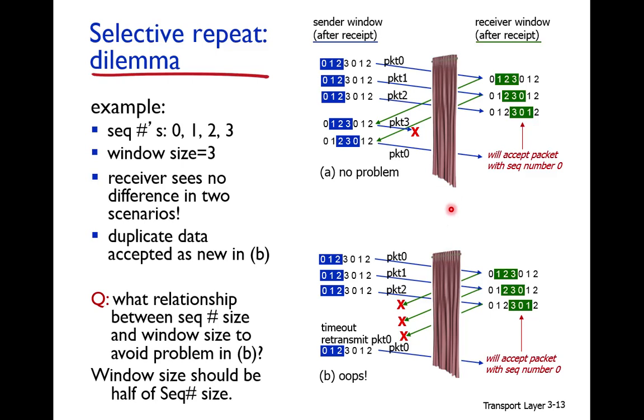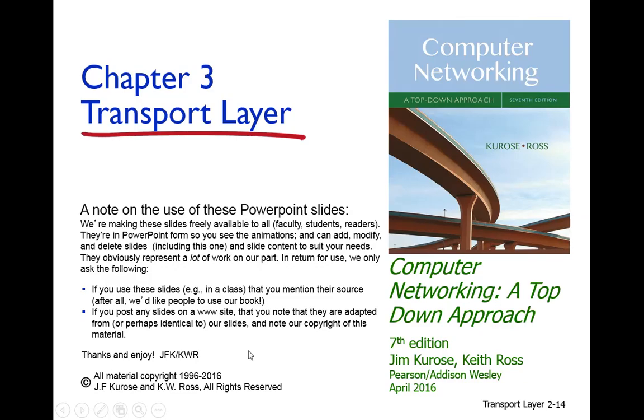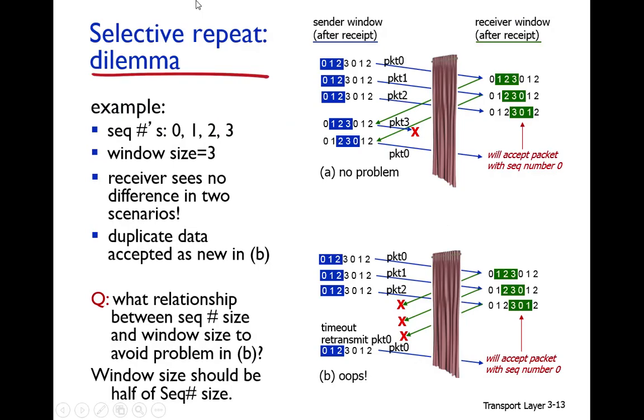So why does this problem happen? It happens because the sequence number wraps around. The sequence number restarts again early. So the sequence size and the window size are close. That is why this problem happens. If the window size is half or less than half of the sequence size, then this problem will not happen. So we have discussed this.